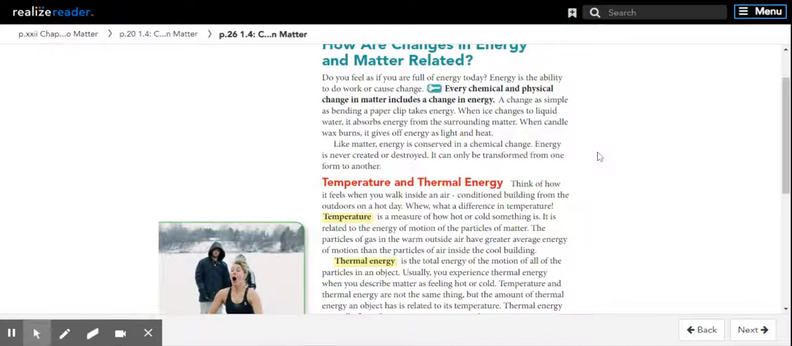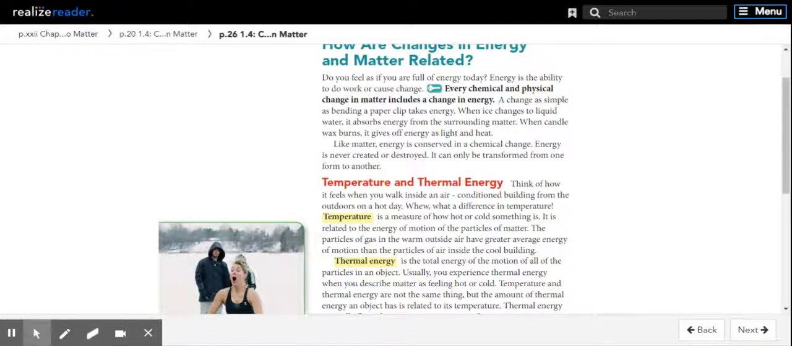Do you feel as if you're full of energy today? Energy is the ability to do work or cause change. Every chemical and physical change in matter includes a change in energy. A change as simple as bending a paperclip takes energy. When ice changes to liquid water, it absorbs energy from the surrounding matter. When candle wax burns, it gives off energy as light and heat.